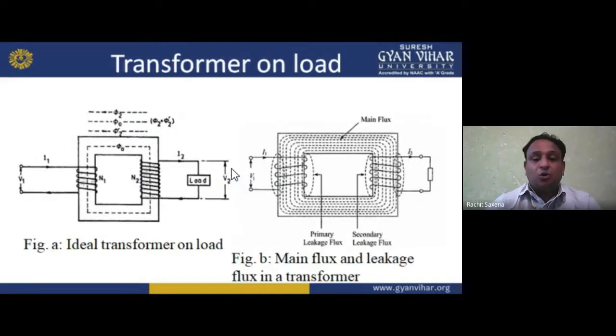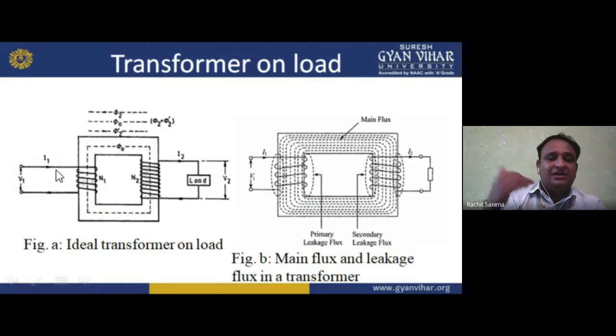Now, transformer on load. One thing I want to tell you, my dear students, I am repeating again: this is the ideal transformer on load. But if I am talking about the practical transformer on load, what happens? We have two types of winding, one is primary, another one is secondary. If we give supply to the primary, that supply is basically the EMF source. Voltage is also known as EMF source. That EMF source has the electromotive force.